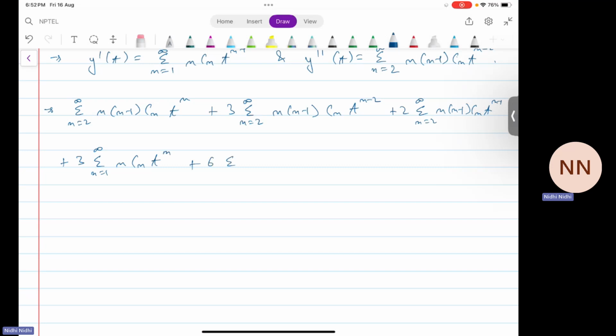plus 6 summation n from 1 to infinity n c_n t to the power n minus 1 plus summation n from 0 to infinity c_n t to the power n plus 1 plus 2 times summation n from 0 to infinity c_n t to the power n equals 0.